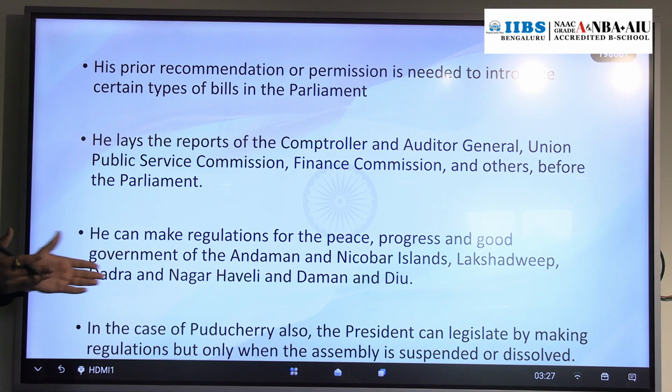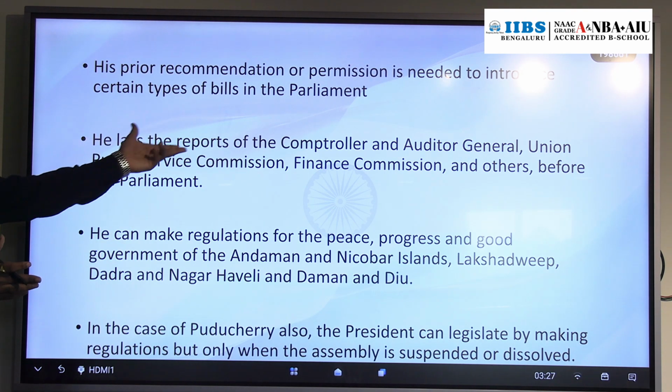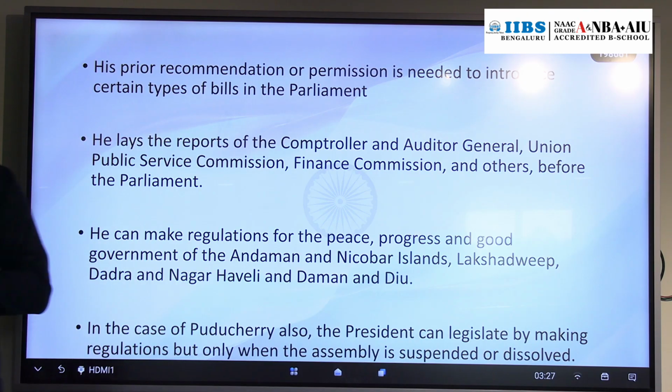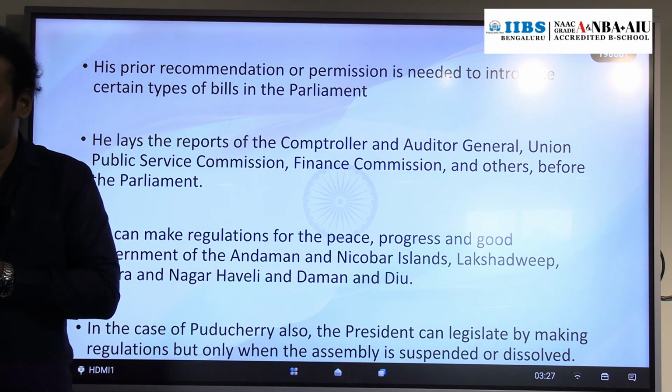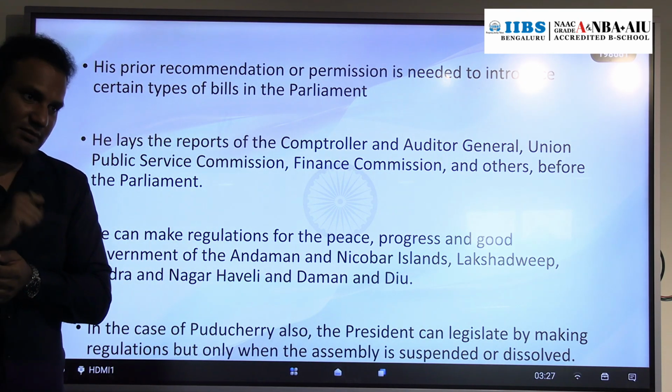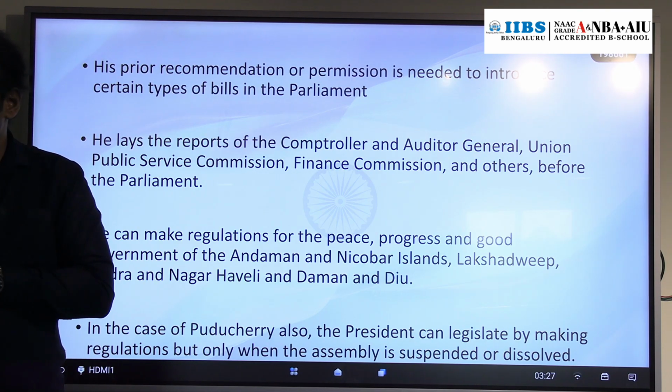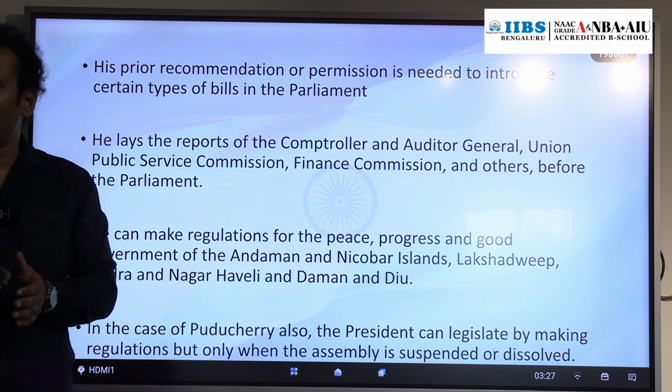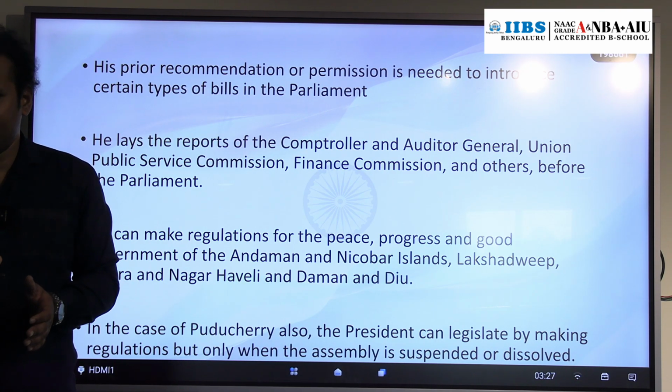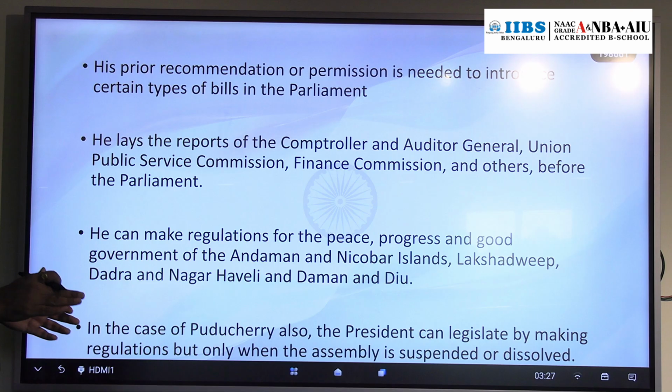So that is also a legislative power of the President of India. Apart from that, UPSC, Finance Commission and other commissions are the same. The National Commission for SC/ST, Union Public Service Commission, and Finance Commission will submit their reports to the President. The President will lay that report before the Parliament. Understood everyone?